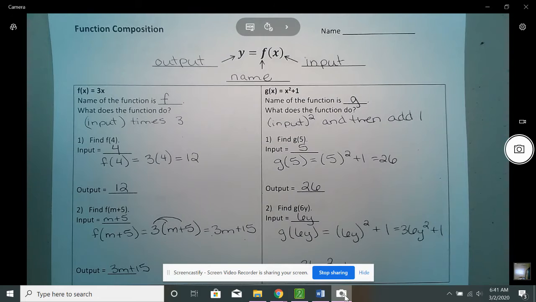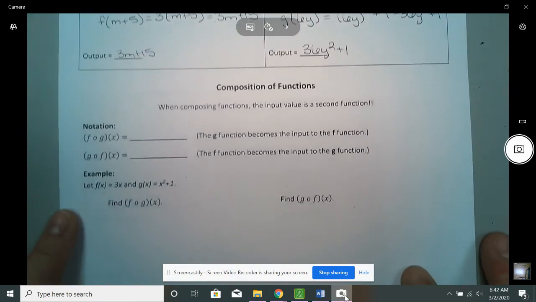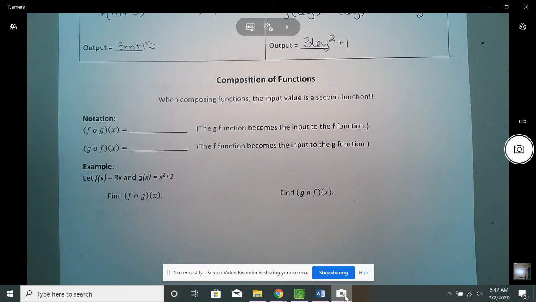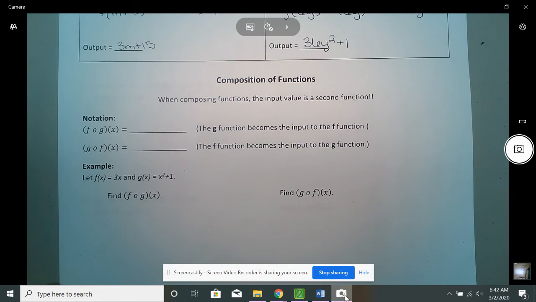That hopefully is a little bit of a review for you about how to evaluate functions. Let's move on to how to compose functions. A composition of functions is just when you input one function into another function. When you're composing functions, the input value is a second function. The notation changes sometimes. Check out this notation.